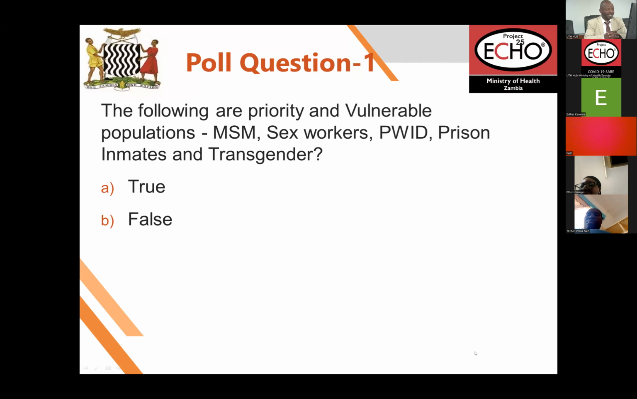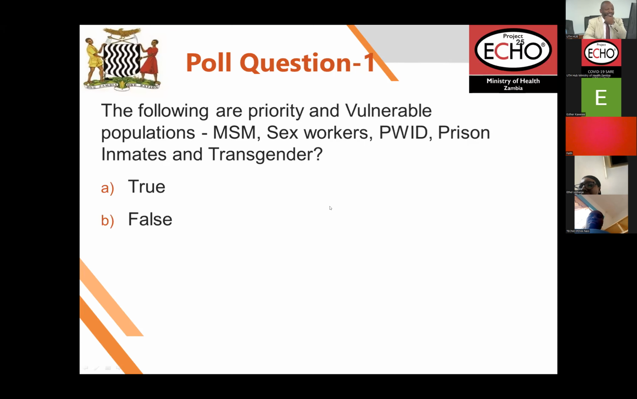Yeah, so I was saying that most people think it's a true statement that the following are priority and vulnerable populations. So most people think these are priorities. And I think the panel agrees with me that it's true or false, because you see, priority populations, like I indicated, we're looking at adolescent girls and young women, people living with HIV, women, the old, those above 50 and all that. Okay. But the list that is being said to be priority and vulnerable populations, these are key populations. Okay. Yeah. All right.